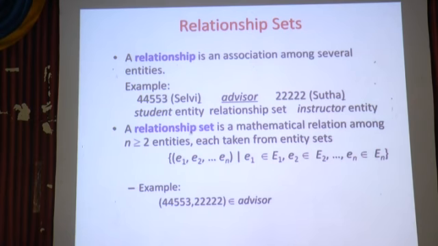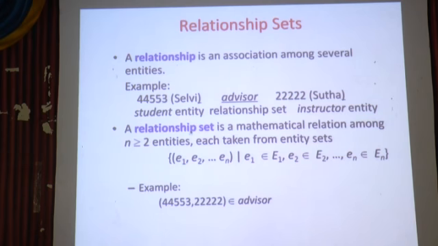First, let us know what is entity. Entity is an object that is distinguished from all other objects. For example, student is an entity. Now let us see what is relationship. A relationship is an association among several entities.